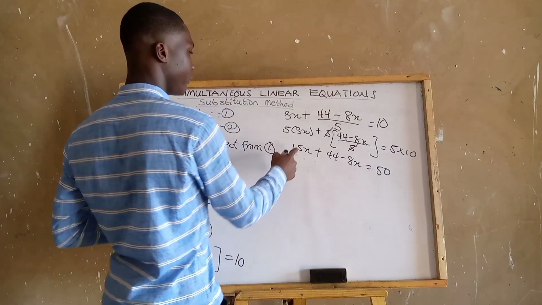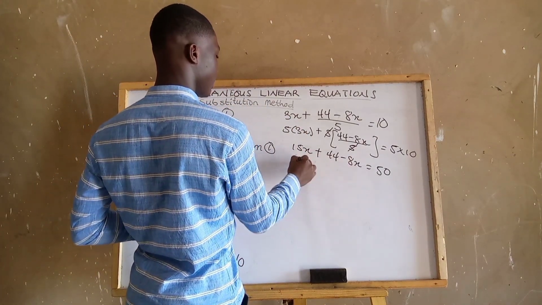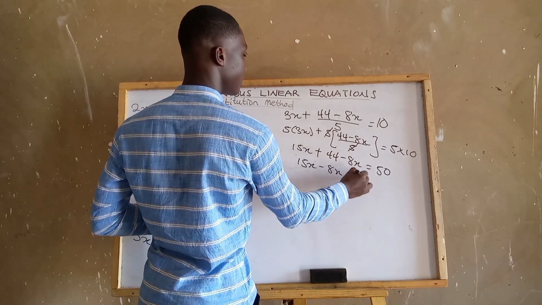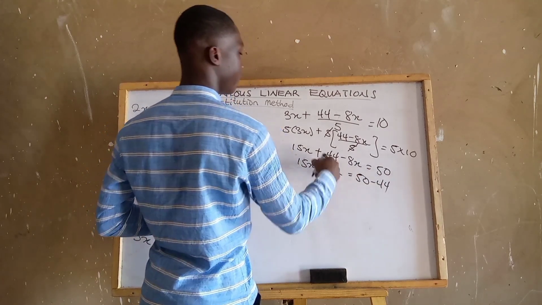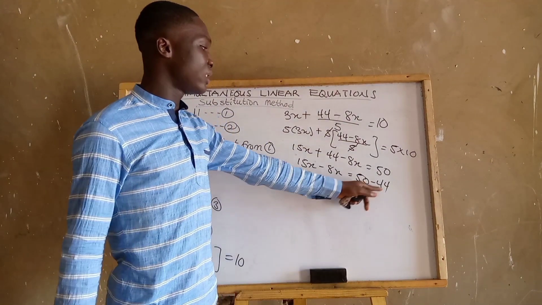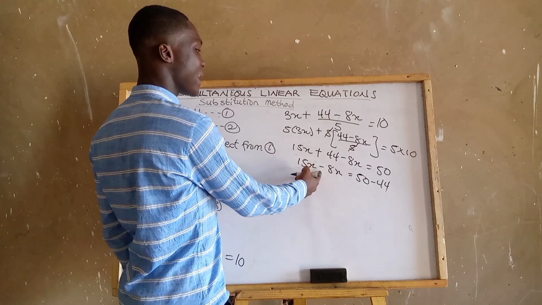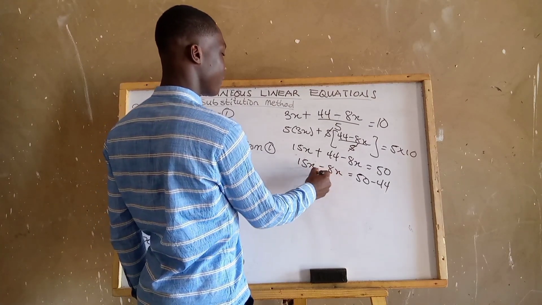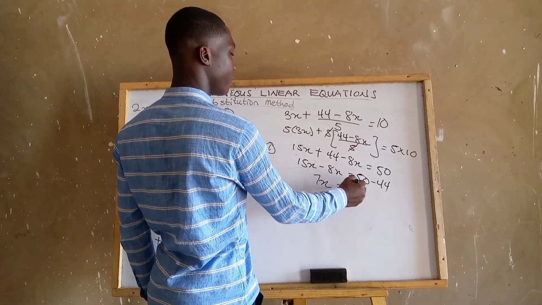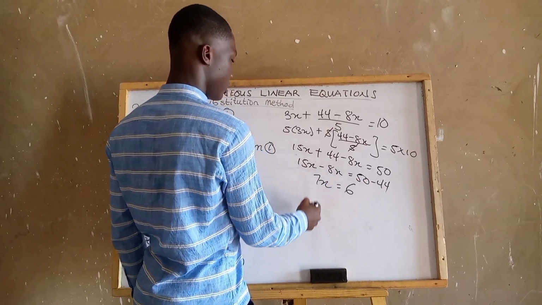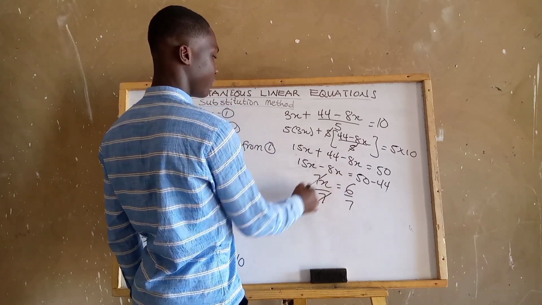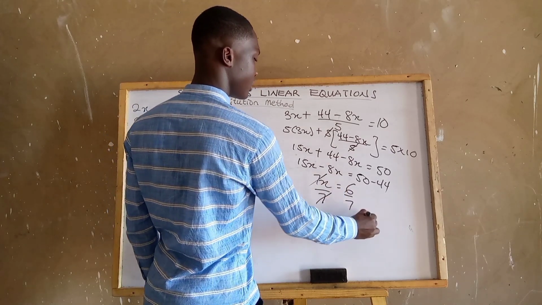So now we have 15x minus 8x is equal to 50 minus 44. When you transpose 44 to the right hand side, it becomes negative 44. So now 15x minus 8x, you have 7x is equal to 50 minus 44, you have 6. Now we divide both sides by 7. 7 cancels 7, you have x is equal to 6 over 7.